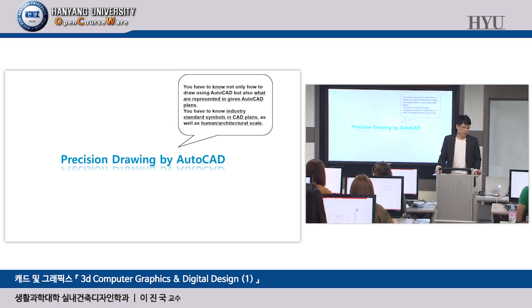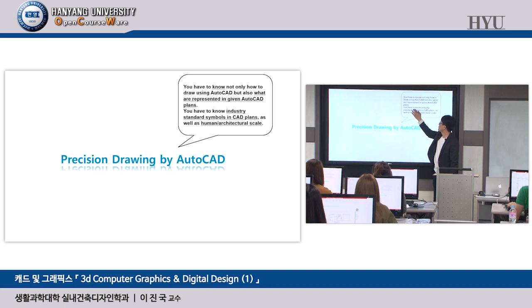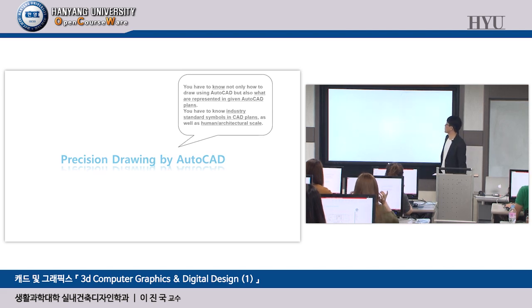Precision drawing by AutoCAD. You have to know not only how to draw using AutoCAD, but also what is represented in given AutoCAD plans. You have to know industry standard symbols in CAD plans as well as human scale, architectural scale. Again, you have to know industry standard. That's the first reason why you have to learn, why you have to use CAD plans. The second reason is you have to understand scale, dimension, human scale, architectural scale.